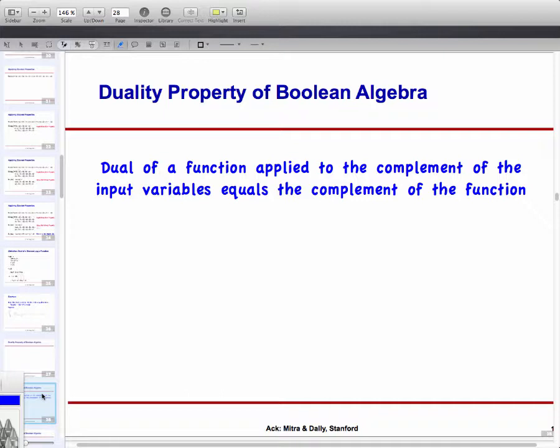So the dual of a function applied to the complement of an input variable equals the complement of the function. So what is it saying? It's saying that if I find the dual of a function and then I negate all the inputs to it, so wherever I had x, I replace it by not x, wherever I had y, I replace it with not y, and so on and so forth, then that dual function over the negated inputs, its truth table, its value is the same as my original function.